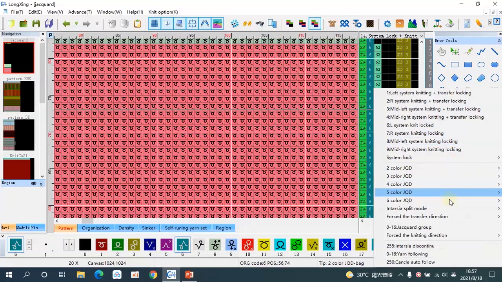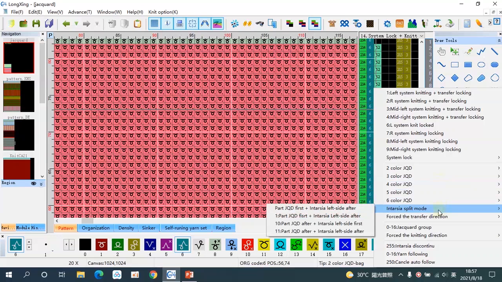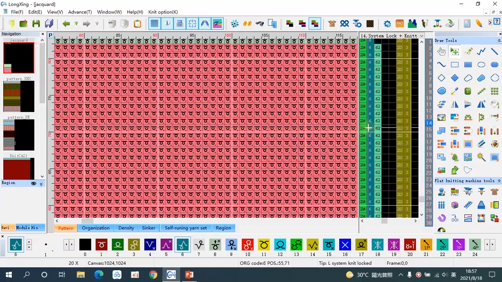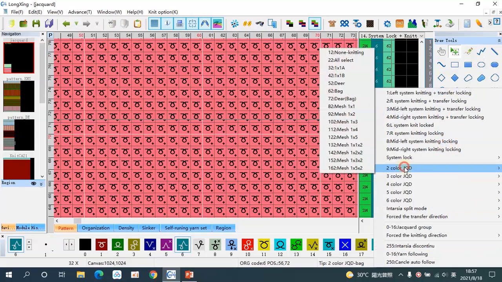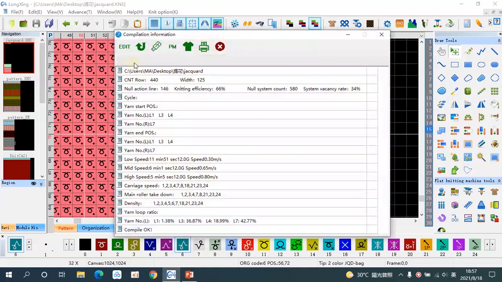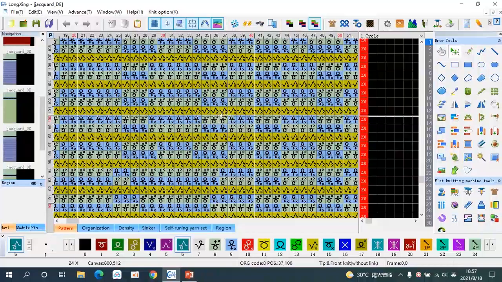The second row, you can set the jacquard back organization in Intasha split mode and force the transfer direction. Now you can see in this pattern, now we fill 62. Now you can see 62, the back organization is back. Now compile. Now you can see the back organization is like this.